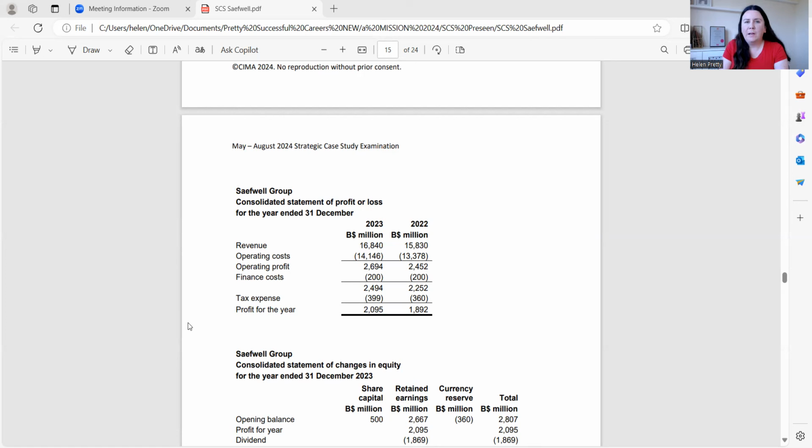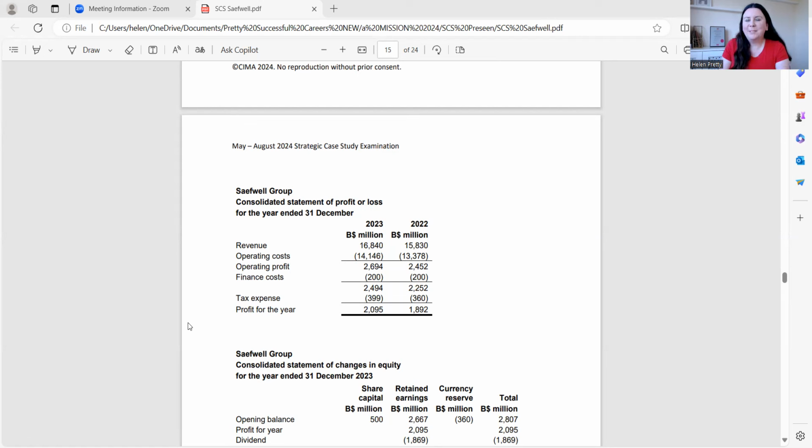For 2023, our revenue was 16,840. Our operating costs were 14,146. In 2023, our operating profit was 2,694. Our finance costs were 200. And our tax expense was 399. In 2023, our profit for the year was 2,095.